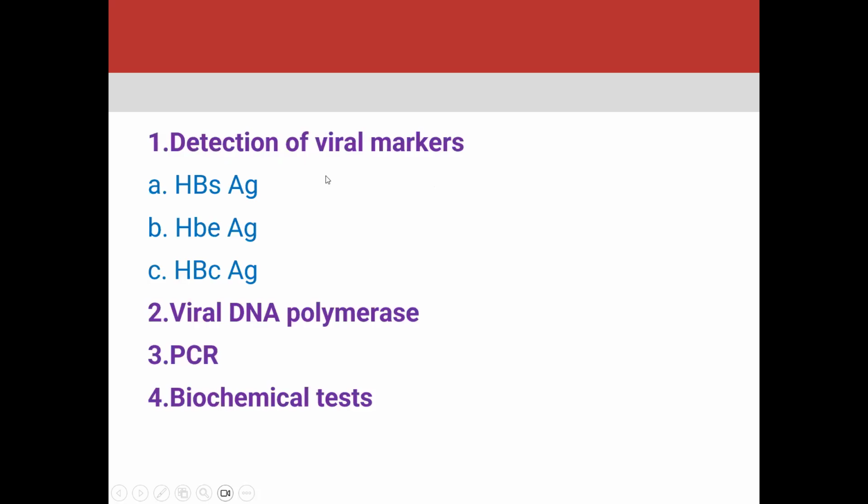Next, the laboratory diagnosis is done by the following methods. The first one is detection of viral markers. In viral markers, what can we detect? We can detect HBsAg, HBeAg, and HBcAg. The next methods are viral DNA polymerase, polymerase chain reaction, and biochemical tests.